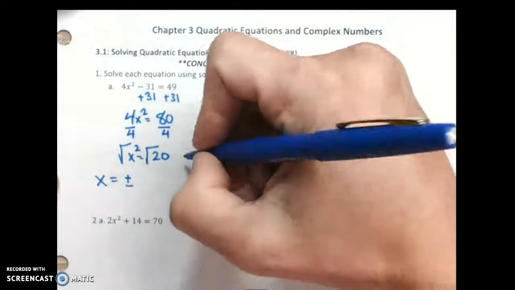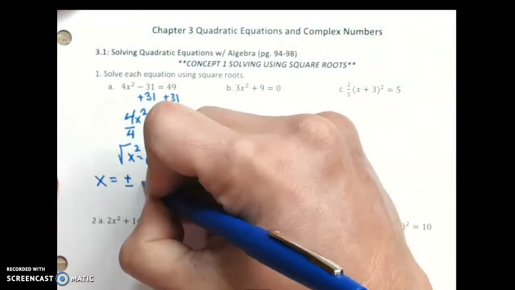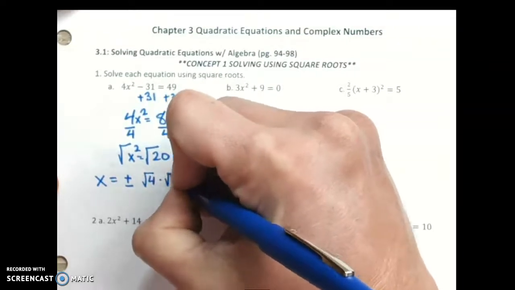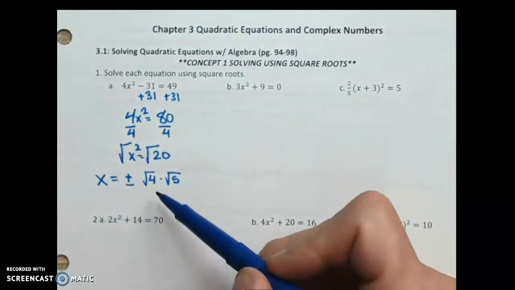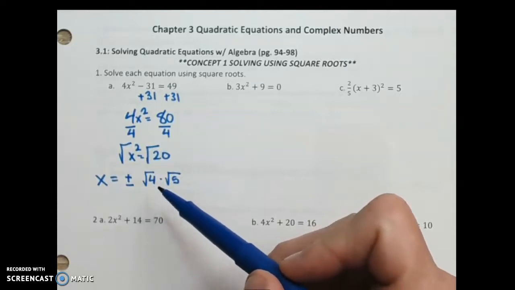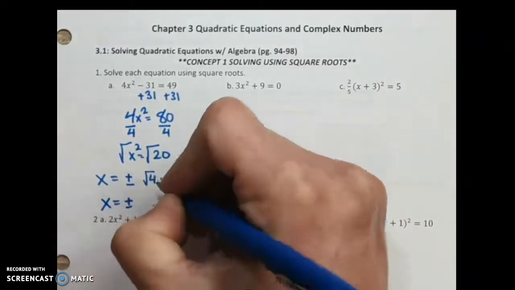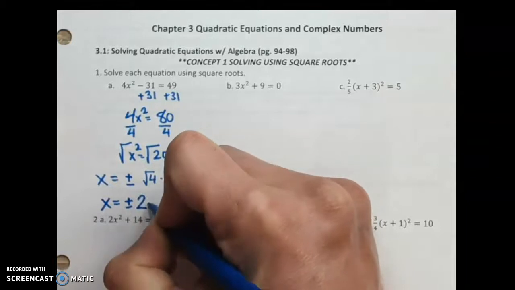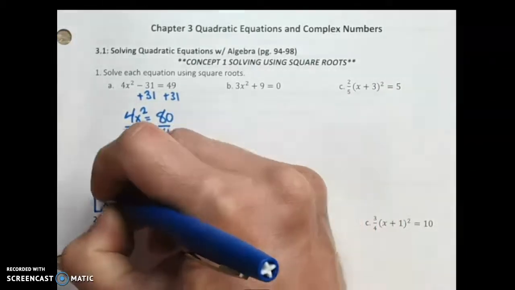Basically, I'm going to break the square root of 20 into the square root of 4 times the square root of 5. Why do I choose those two numbers and not 2 and 10? Well, I choose that because the square root of 4 is a perfect square, and I can pull that out of the radical. So x equals positive and negative, the square root of 4 is 2, and I'm left with the square root of 5, and voila, I have my answer.